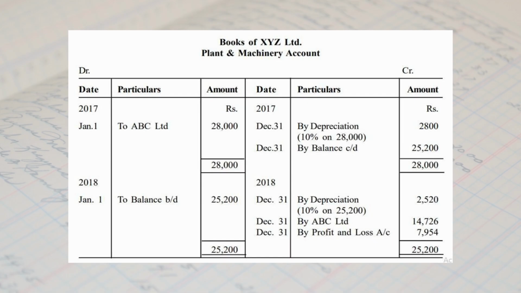So, this balance we will bring down in the beginning of the second year, 25,200. So, by depreciation at the rate of 10%, that is 2,520, and here in case of default, the journal entry was ABC Limited account debit to plant and machine. So, in the plant and machine account by ABC Limited 14,726, which we have already determined in the ABC Limited account. So, by profit and loss, this is 7,954, this is the balancing figure. So, the total is 25,200, 25,200.